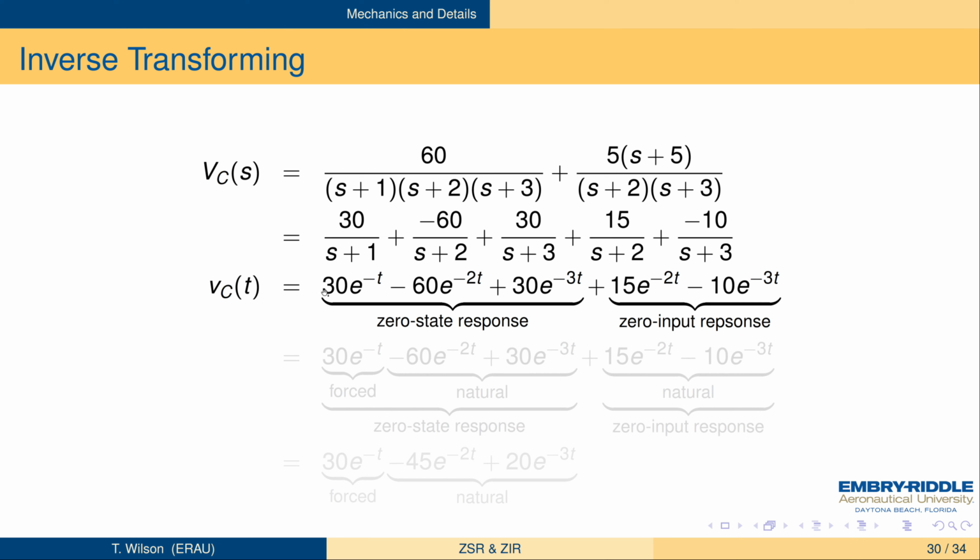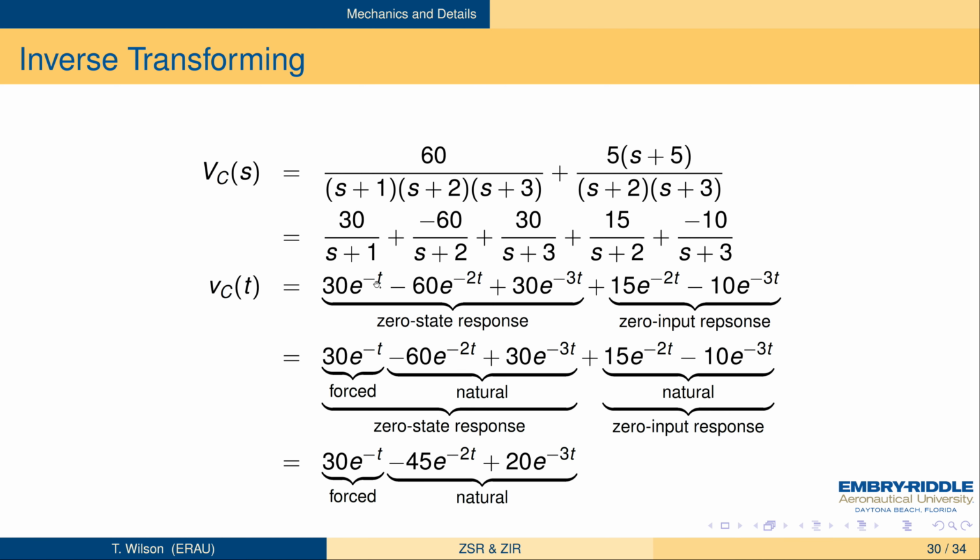We can further break down the zero state response and notice that it has a term that looks like the input. So it's got the 30 e to the minus t, along the same form as e to the minus t. That's a forced response. And then it has its own natural response with the poles of the circuit, at minus 2 and minus 3, s plus 2 and s plus 3, corresponding to the exponentials e to the minus 2t, e to the minus 3t. Those are the natural response components of the zero state response.